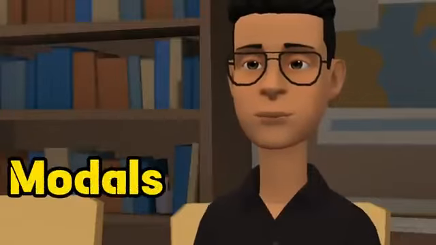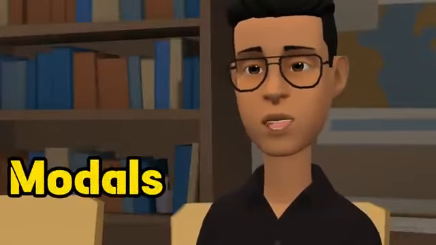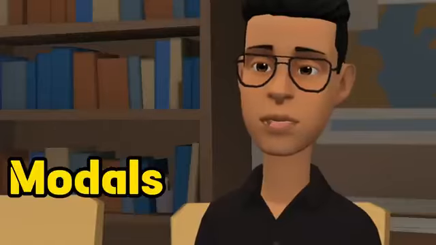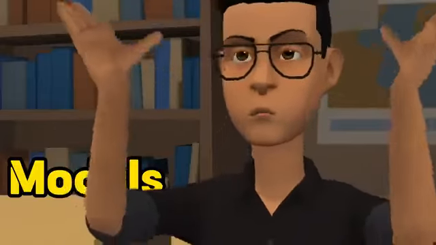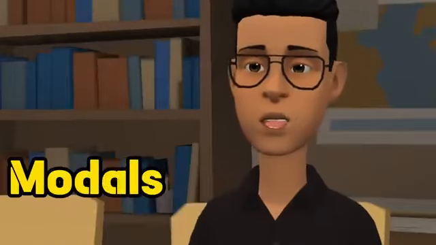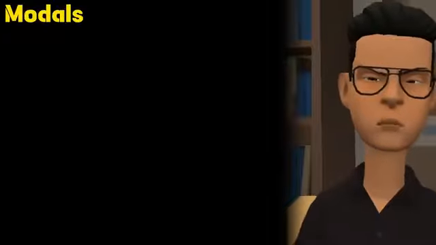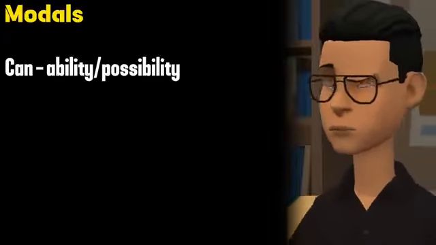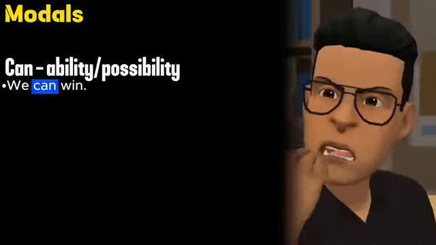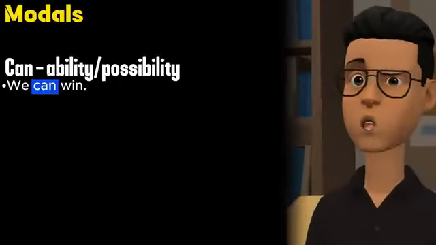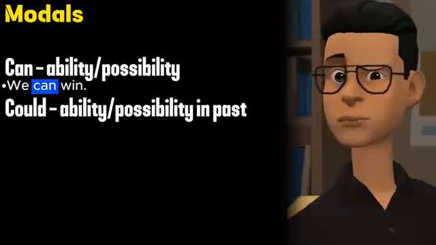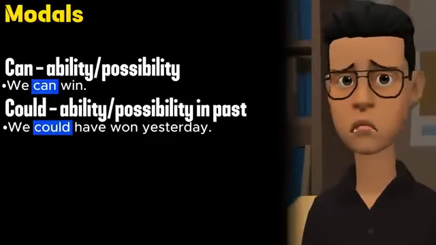Now, modals. Modals are used before the verb to indicate if something is possible, necessary, or desirable. There are many modals, but we will do the ones which come in the exam. First, can. It's used to show ability or possibility. For example, we can win. And we use could if the ability or possibility was in the past. For example, we could have won yesterday.